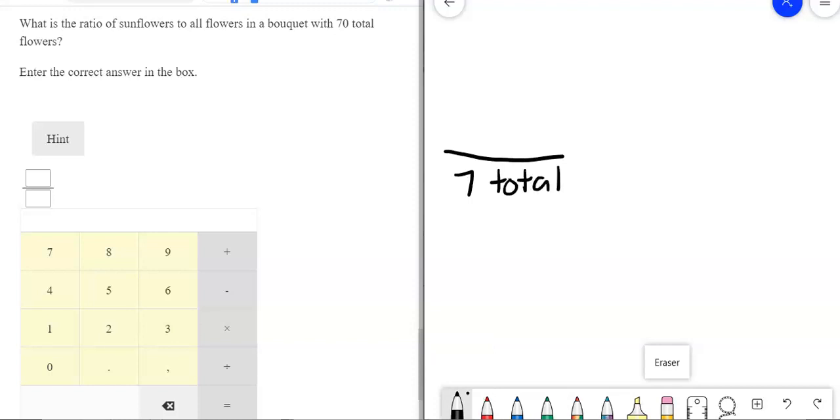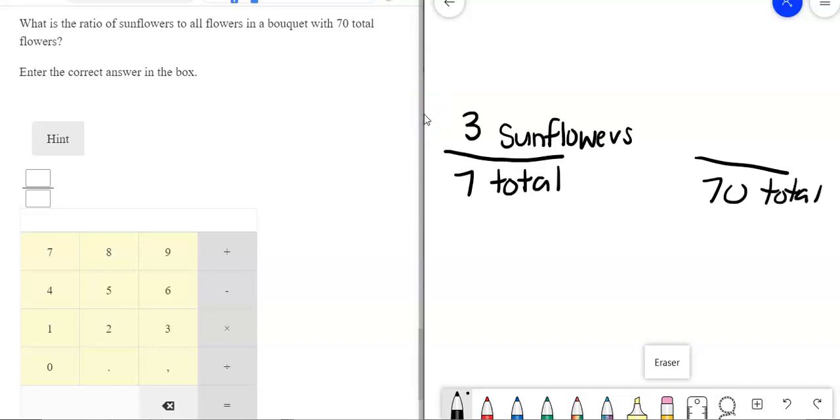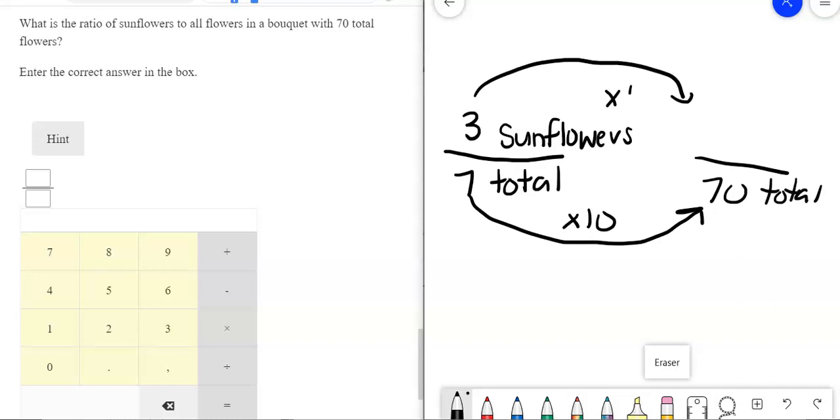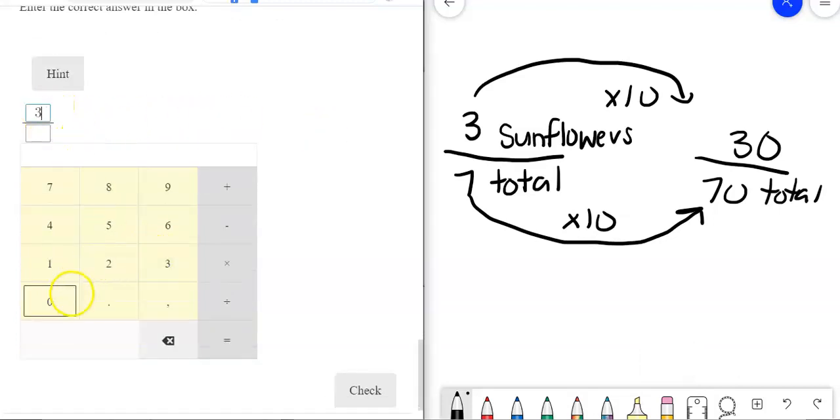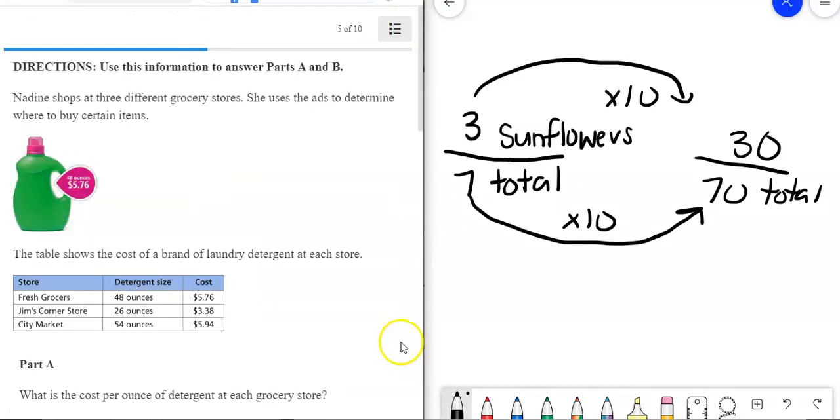and now this time I'm doing sunflowers. And in that case, I had 3 sunflowers and 70 total. I had to change it to sunflowers because that's what they want to know this time. To get from 7 to 70, I'm going to multiply by 10. If I multiply by 10 on bottom, I'm going to multiply by 10 on top. 3 times 10 is 30, so I'm going to get 30 here. So 30 over 70. There we go. Let's hit next.